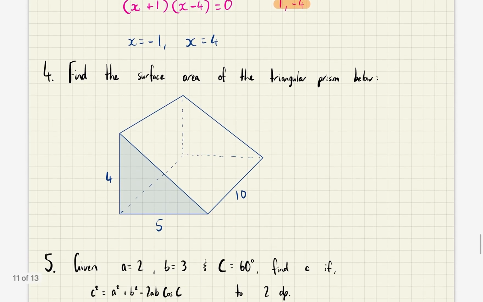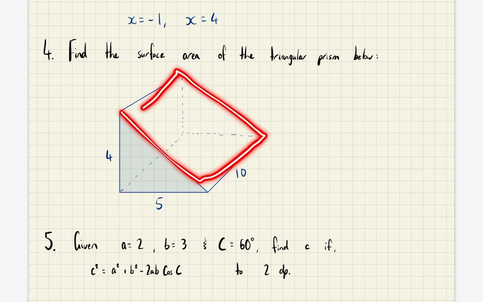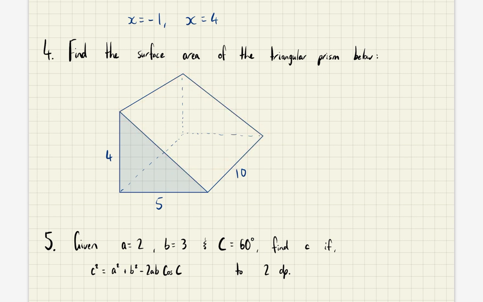For question 4, it says find the surface area of the triangular prism below. So we need to find the area of this face, which is also the same area as this face. We need to find the area of this base, and we need to find the area of this top face, and then the side face we need to find as well.